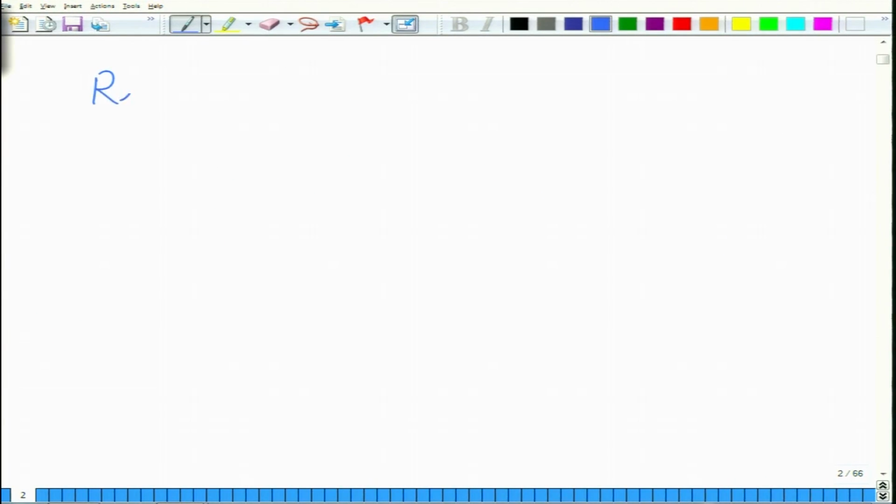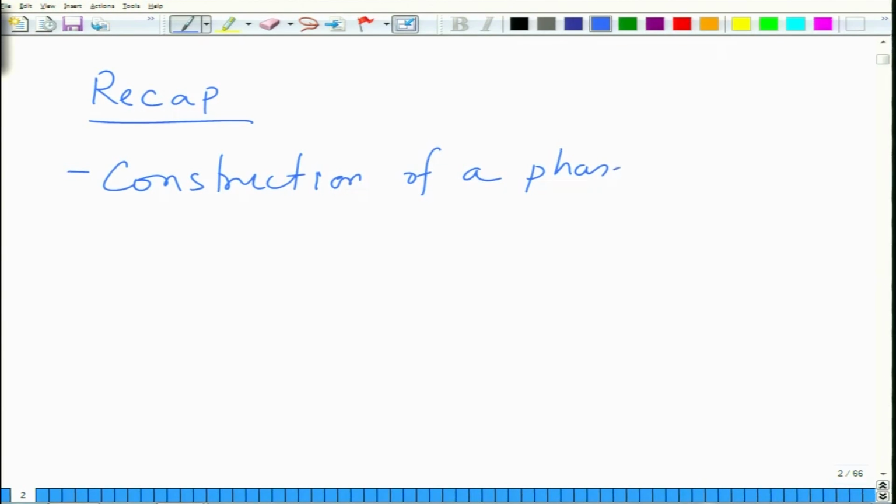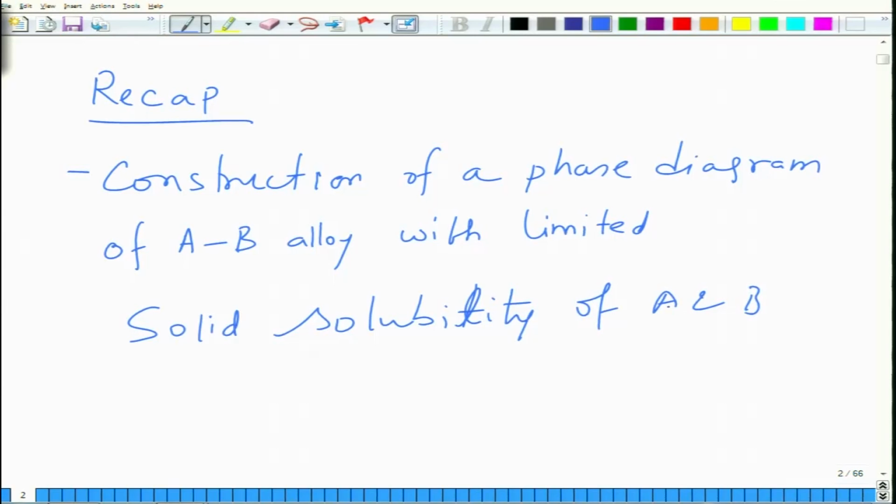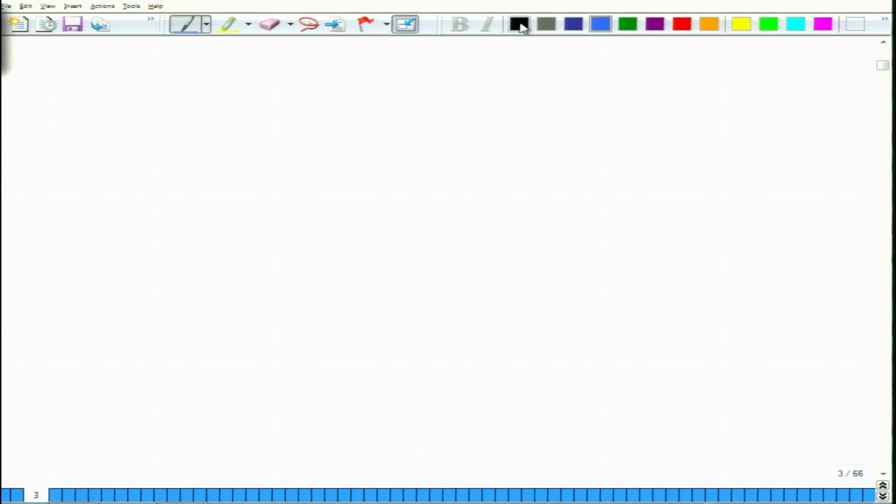So basically the recap was construction of a phase diagram of an AB alloy with limited solid solubility of A and B in each other, which is because of structural differences, size differences, valence differences and so on, but they do not have vast difference in the melting point. So now let us make this.